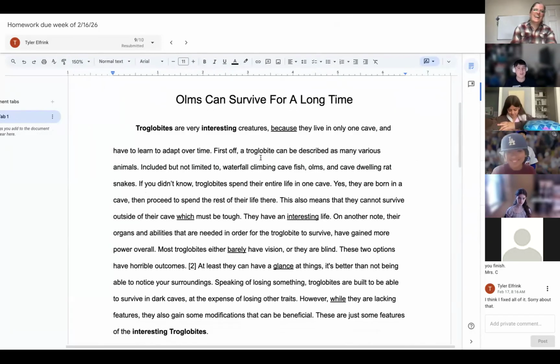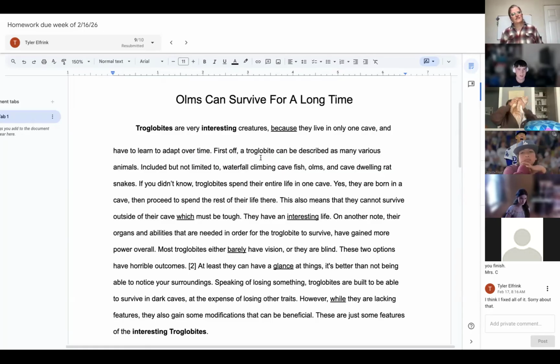All right. Troglobites are very interesting creatures because they live in only one cave and have to learn to adapt over time. First off, a troglobite can be described as many various animals, included but not limited to waterfall climbing cavefish, olms, and cave-dwelling rat snakes. If you didn't know, troglobites spend their entire life in one cave. Yes, they are born in a cave and then proceed to spend the rest of their life there. This means that they cannot survive outside of their cave, which must be tough. They have an interesting life.